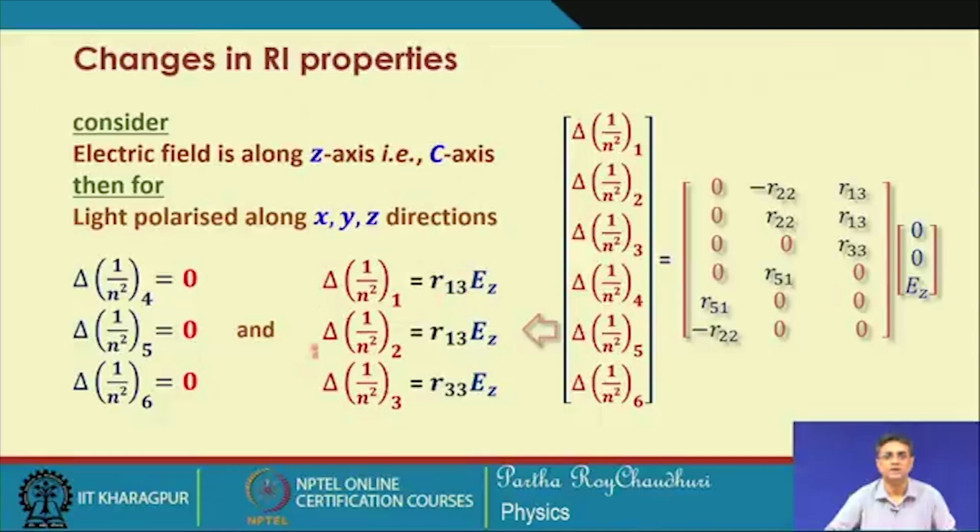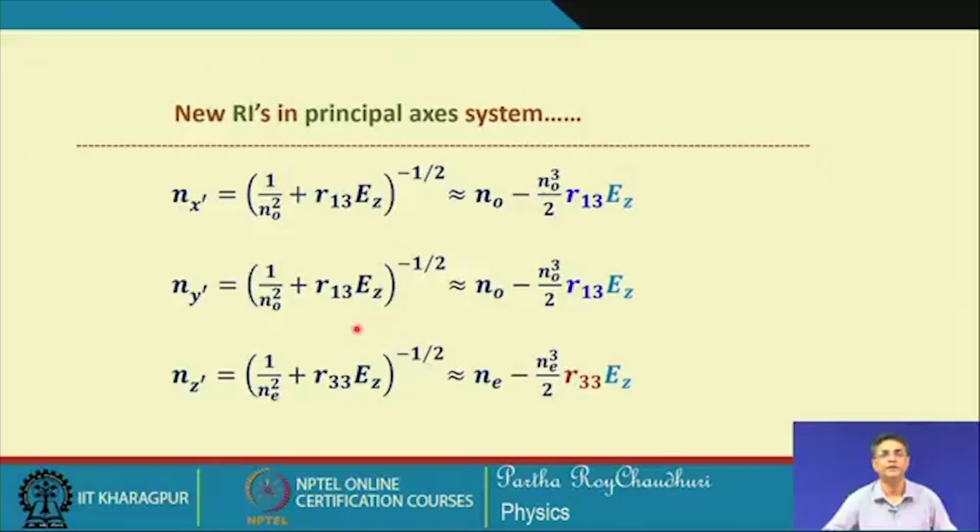So, as a result of that, you get delta of 1 by n square, delta of impermeability 1, impermeability 2 and 3, they will have finite values corresponding to this r 13, r 13 and r 33, that is what is exactly here. So, these are the changes, and it is very interesting to note that this only changes the length of the semi major axis of the ellipsoid.